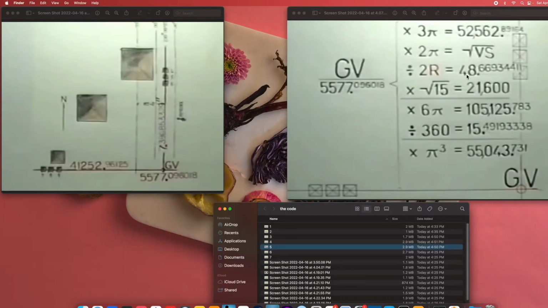2 radian gives us the radius of Stonehenge. 3 pi gives us the longitude of Stonehenge. Square root of 15 gives the latitude of Stonehenge. I mean, these are all connected. And then just divided by 360, which is the grid vector of the pyramid itself, we get 15.4919.